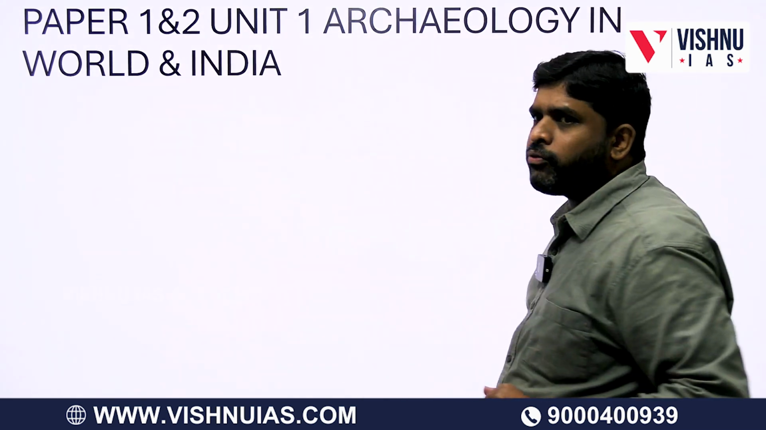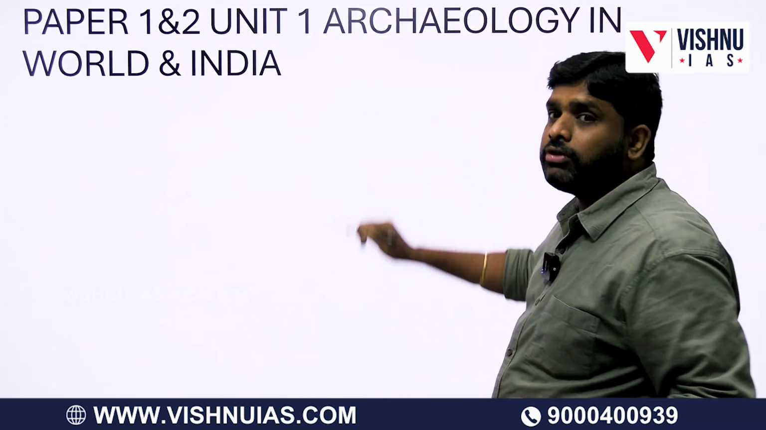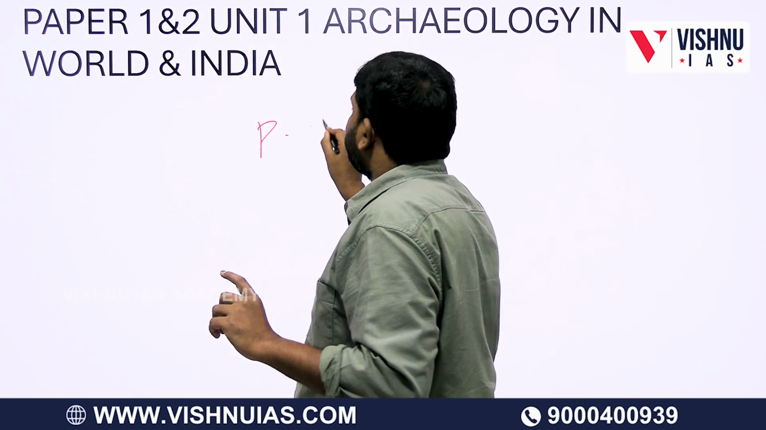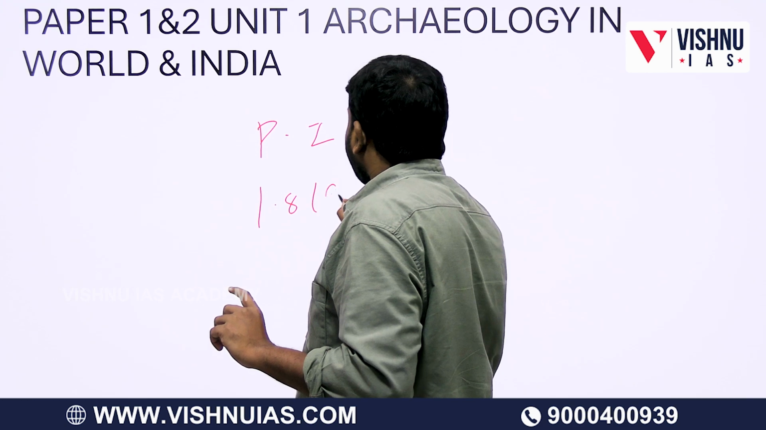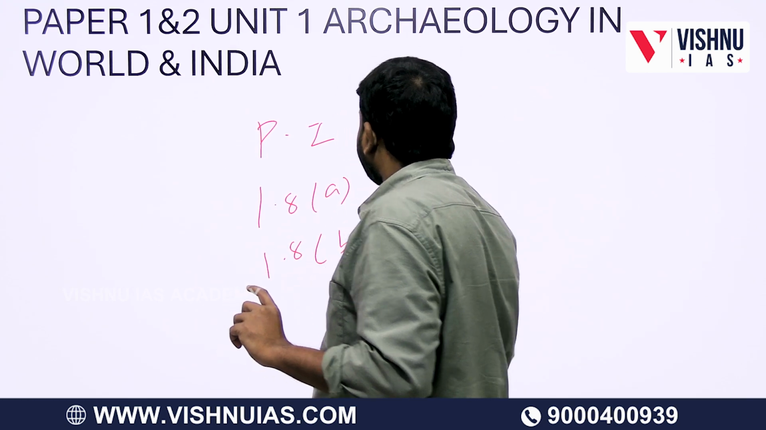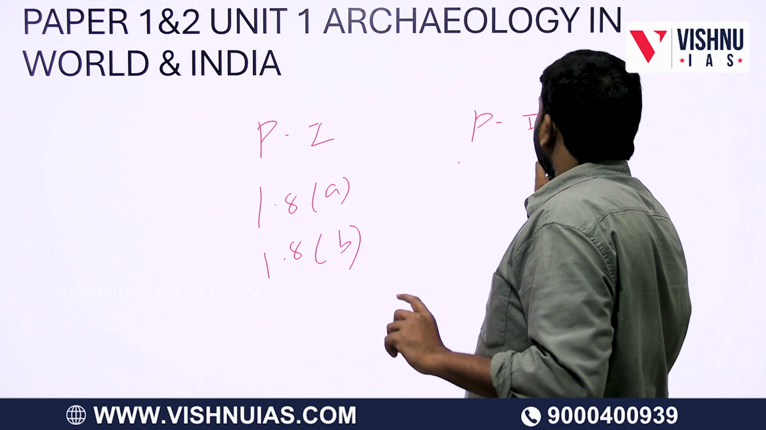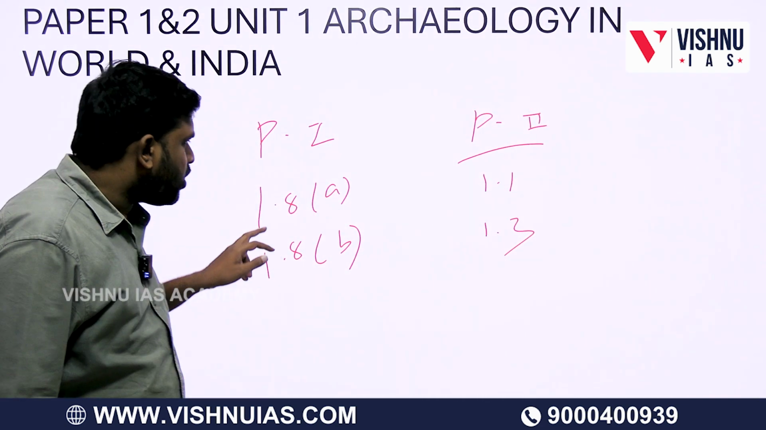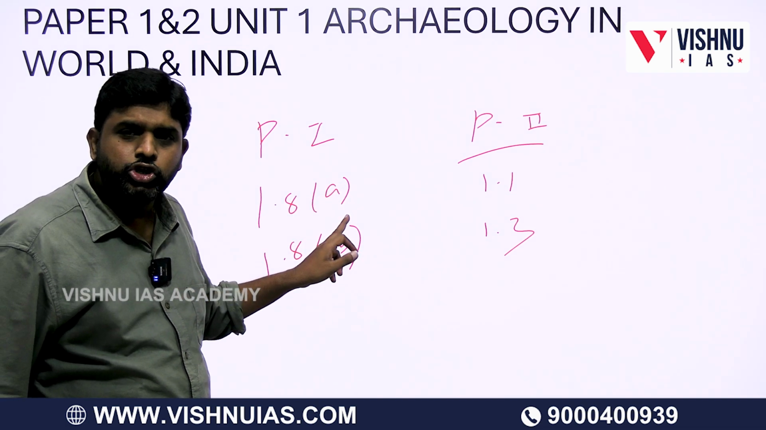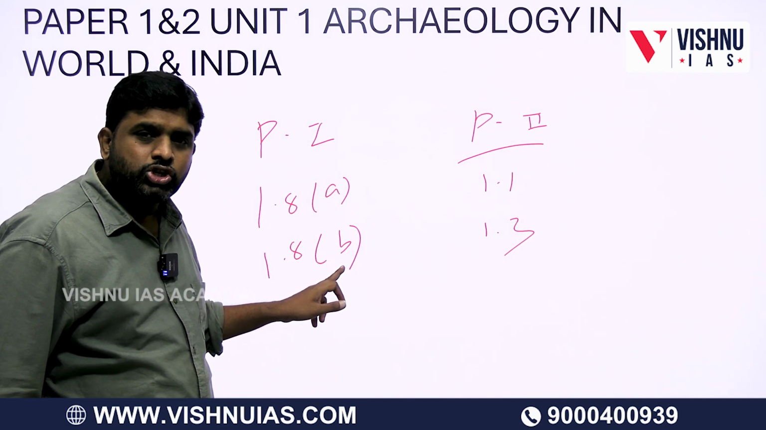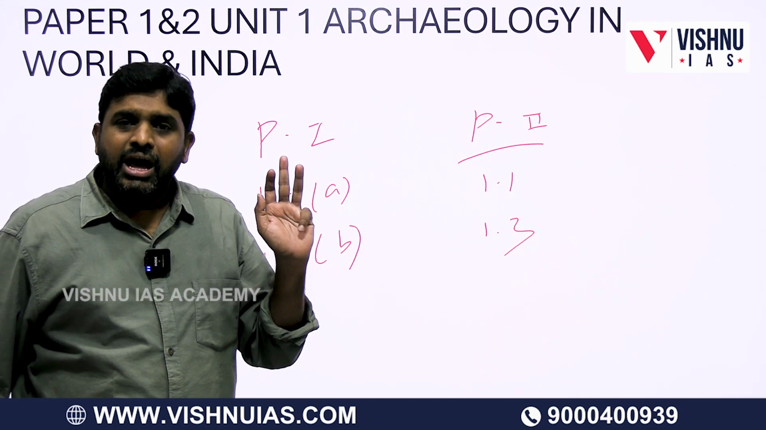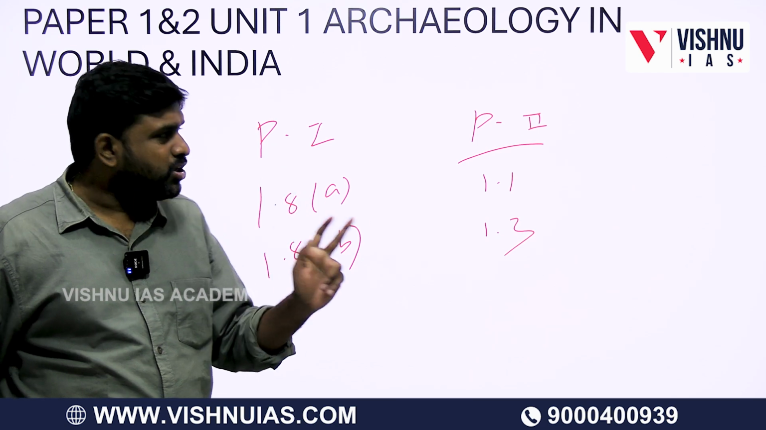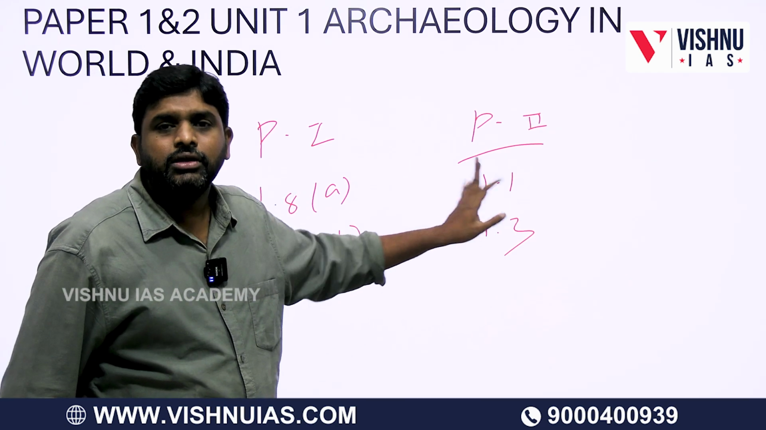And then paper 1, unit 1, archaeology in world. Students will neglect archaeology, but you should not neglect archaeology. In paper 1, 1.8a, 1.8b, in detail we will discuss. In paper 2, 1.1.3 we will be discussing. So 1.8a is all about dating methods, relative dating method, absolute dating method, and 1.8b is all about Paleolithic, lower, middle, upper, Mesolithic, Neolithic, Chalcolithic, Iron Age, Copper, Bronze Age, linked with world, linked with India.